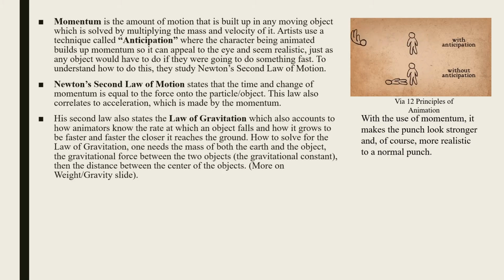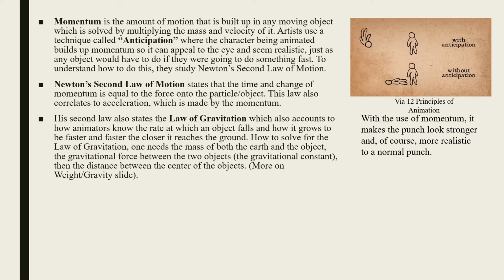Newton's second law also states the law of gravitation, which also accounts for how animators know the rate at which an object falls and how it grows to be faster and faster the closer it reaches the ground. To solve for the law of gravitation, one needs the mass of both the Earth and the object, the gravitational force between the two objects, which is the gravitational constant, then the distance between the centers of the objects.